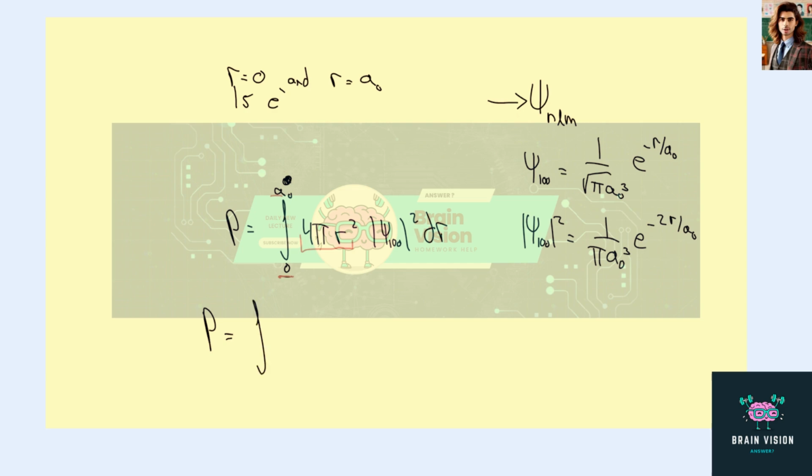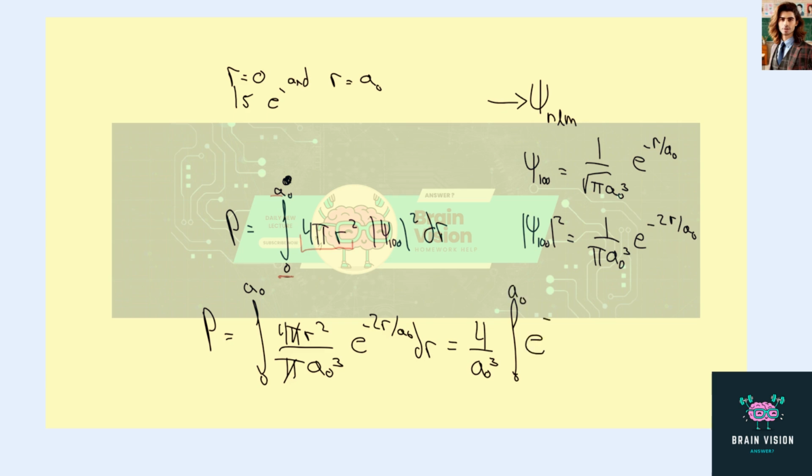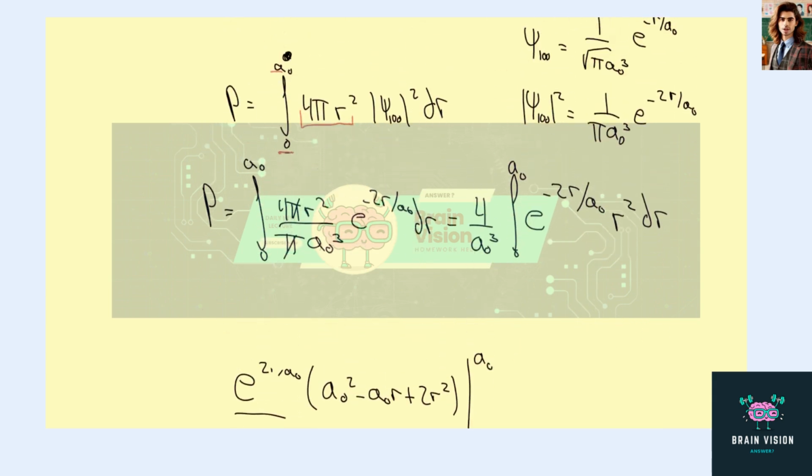So we can take directly the square of the wave function, and our probability becomes the integral of the phi 100 probability distribution function. The pi and pi cancel out, and here we're going to get 4 over a naught cubed, times the integral from 0 to a naught of the exponential of minus 2r divided by a naught times r squared dr. So now the problem is just how to solve this integral.